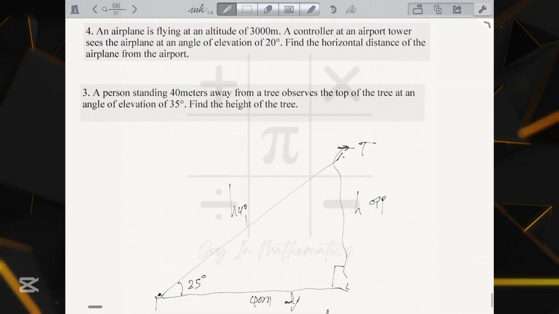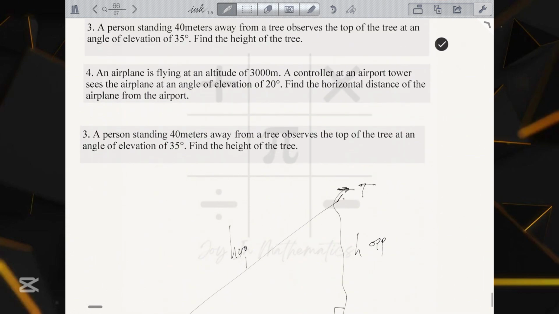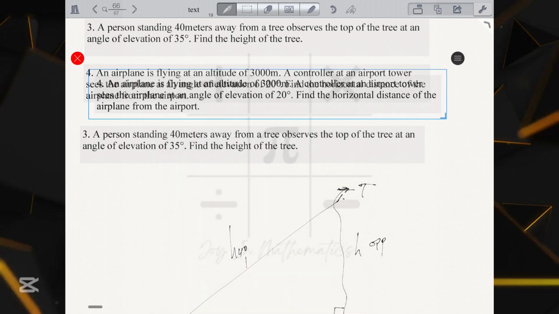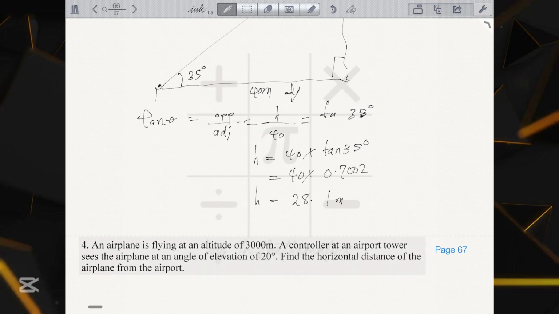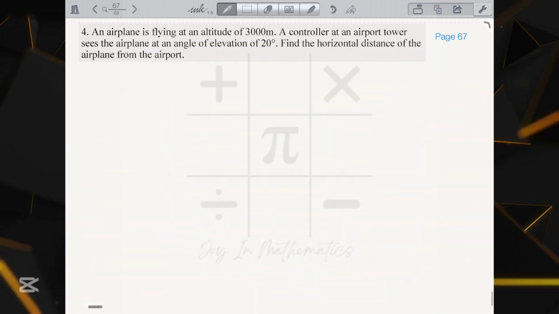Moving on, let's take question number 4. So we duplicate it, move downwards onto the new page. The question says an airplane is flying at an altitude of 3,000 meters. A controller is at an airport tower and sees the plane at an angle of elevation of 20 degrees. Find the horizontal distance of the airplane from the airport.